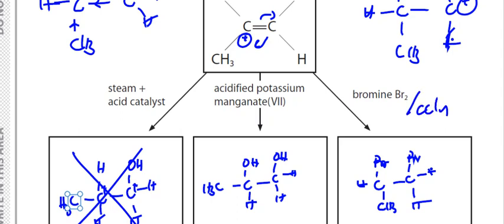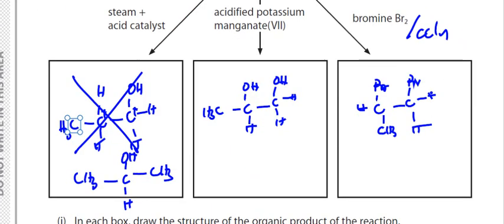But if they say bromine aqueous, then again the OH minus will come to the secondary carbocation and Br plus will go to the primary. So OH will come here and Br there. There will be OH and Br if it's aqueous bromine.